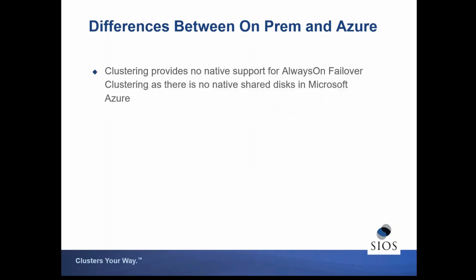So the first one, the biggest one, is there's no native support for always-on failover clustering. And the reason for this is there's no such thing as a shared disk in Azure. Now, yes, Azure is basically just running Hyper-V, but Microsoft has not given us any way, either through PowerShell or through the GUI, to create one VMDK, one virtual disk, on two virtual machines. So because of that, we cannot do failover clustering natively.